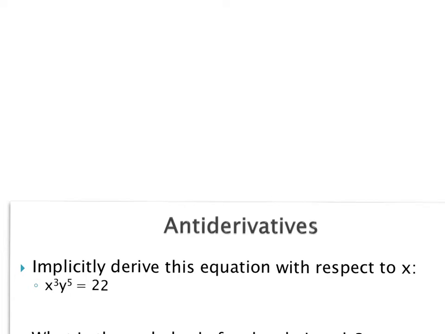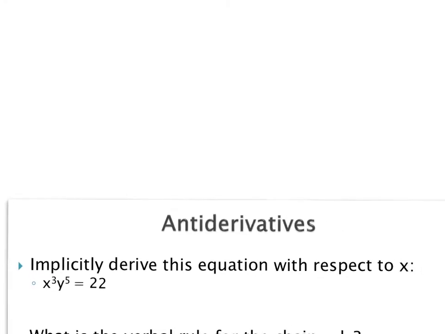Okay, let's try to implicitly derive this equation with respect to x. And this is the key to this problem, is to realize that it's with respect to x, and the equation has both x and y in it. So if I look here, I notice I have two variables, and they're being multiplied together. So this is a product rule problem.